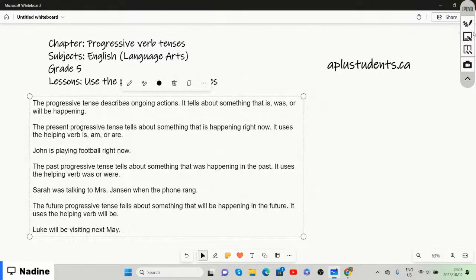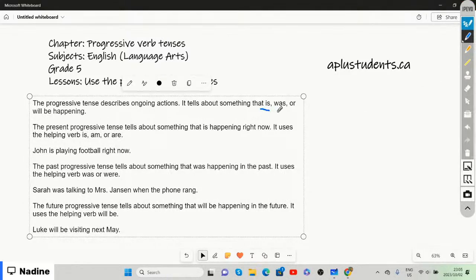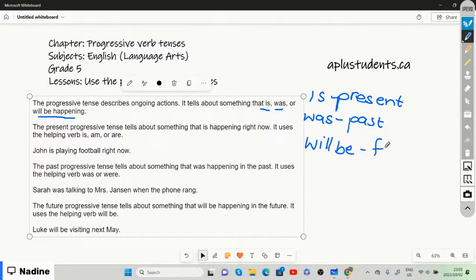And if you hear the word is, was, or will be happening, then it gives us the indication of is being present, was being in the past, and will be. It is the future tense, right? So which means that will be happening, it must still happen, right?